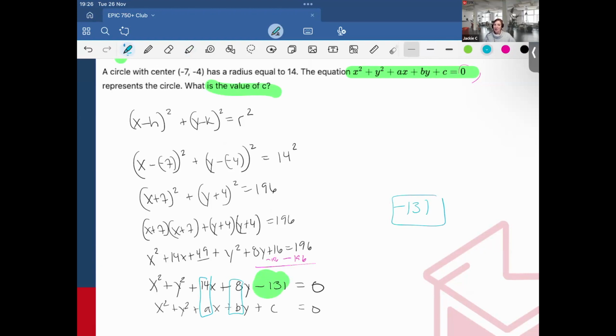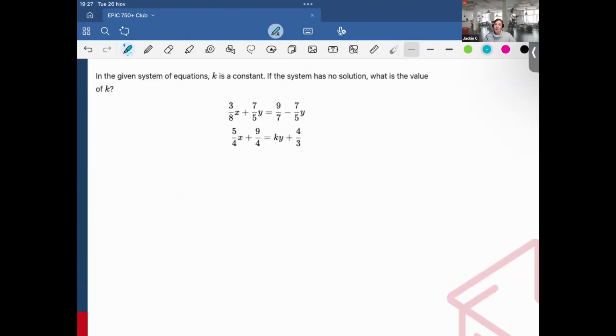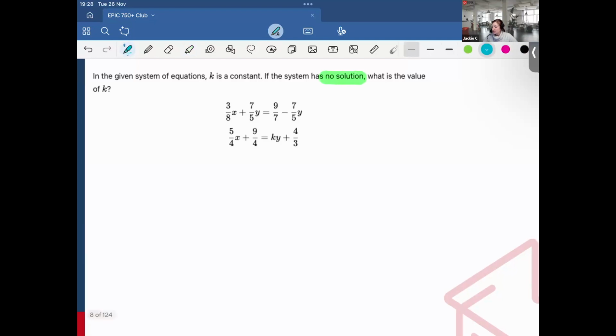Oh my goodness, how amazing. Okay, so next, let's take a look at this bad boy. This question is on every single exam for the most part, in variations of this type of question. First it says, in the given system of equations, k is a constant, and the system has no solution. No solution means that the lines will be parallel to each other. And remember, parallel lines always have the same slope.